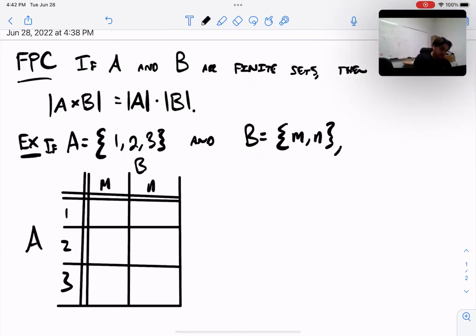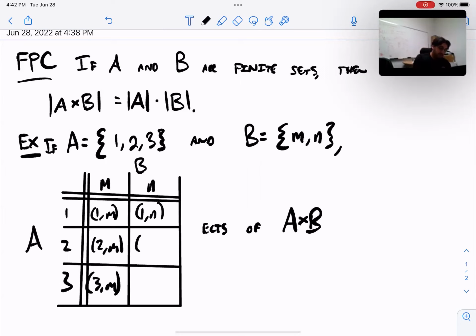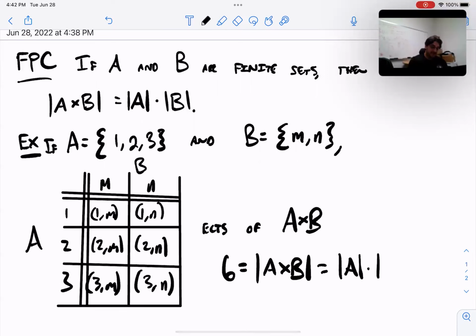Then what could you label in the cells? All the elements of this table would be the elements of the Cartesian product A cross B, right? So I could put 1 comma M, 2 comma M, 3 comma M, 1 comma N, 2 comma N, and 3 comma N. And there we could see the 6, which is the size of A cross B, is in fact the size of A times the size of B, which is 3 times 2. So this is just witnessing that result in an example.